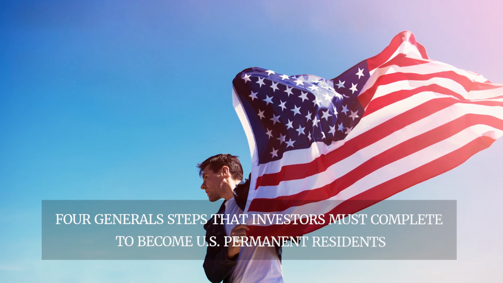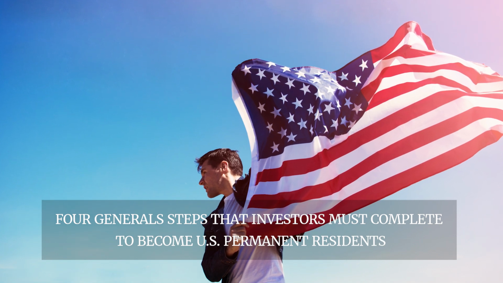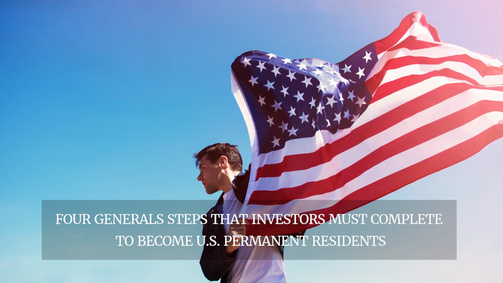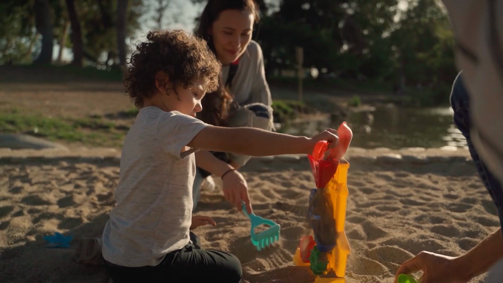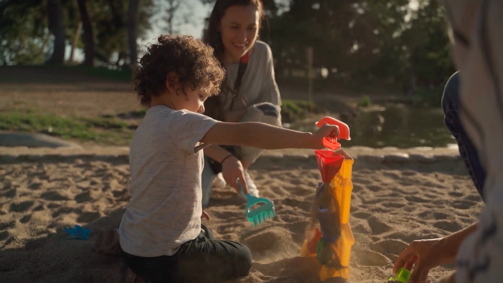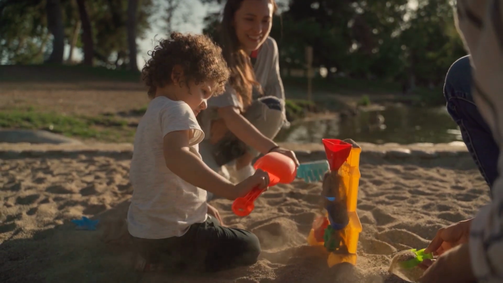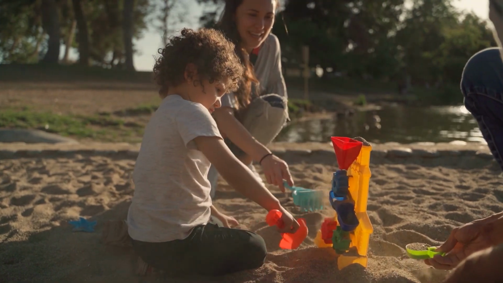EB-5 step by step. There are 4 general steps that investors must complete to become U.S. permanent residents through the EB-5 visa program. Once these steps have been completed, EB-5 investors, their spouse, and their unmarried children under the age of 21 become U.S. permanent residents. They will also have the option to apply to become U.S. citizens after 5 years of obtaining their permanent residency.